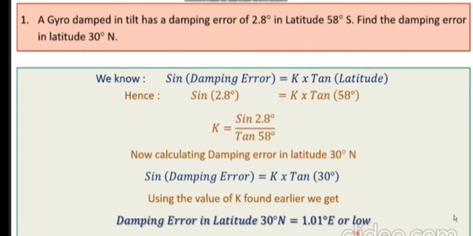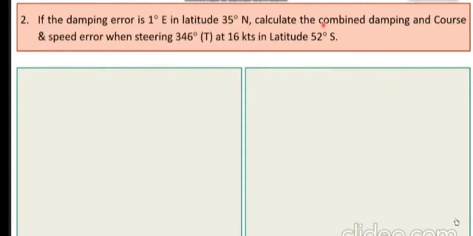Any doubts in this, beta? Very simple question. We are starting with simple and then moving. Calculate the combined damping and course and speed error when steering 346 degrees true at 16 knots in latitude 52 degrees south. So beta, is the question clear? Any doubts in the question? Yes, sir. Very good, beta.